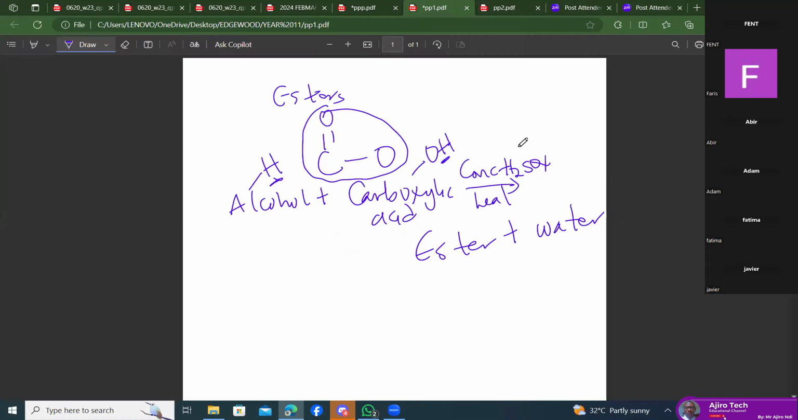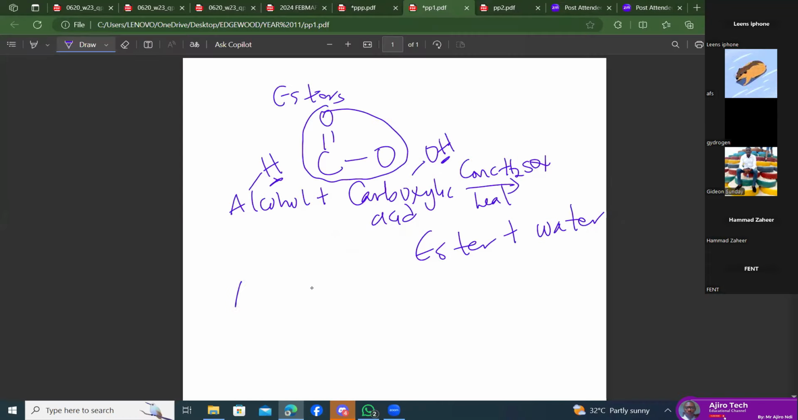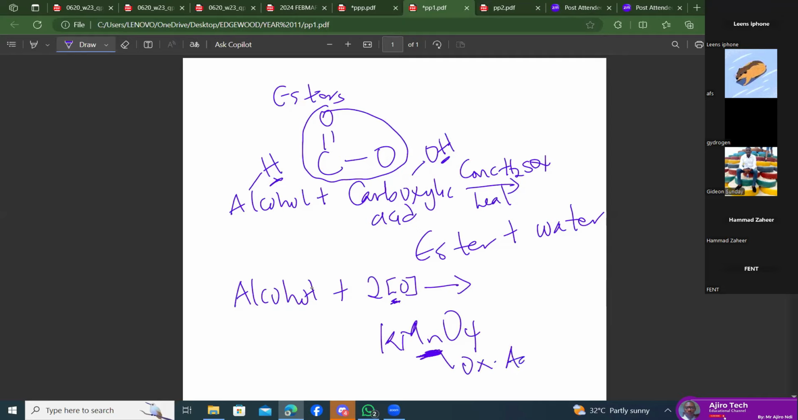Okay, so for oxidation, you're simply saying that the alcohol reacts with an oxygen atom. What supplies this oxygen is potassium manganate 7. This is what supplies the oxygen in the process of the oxidation, so it is the oxidizing agent. Like I said, the oxidizing agent supplies oxygen while the alcohol becomes the reducing agent. And whenever this happens, we are going to have carboxylic acid as the result of the process of oxidation.